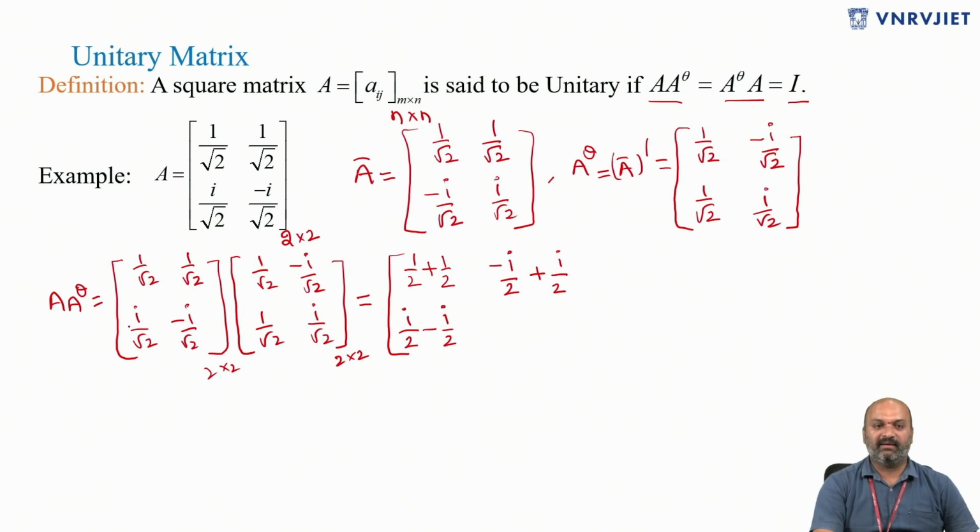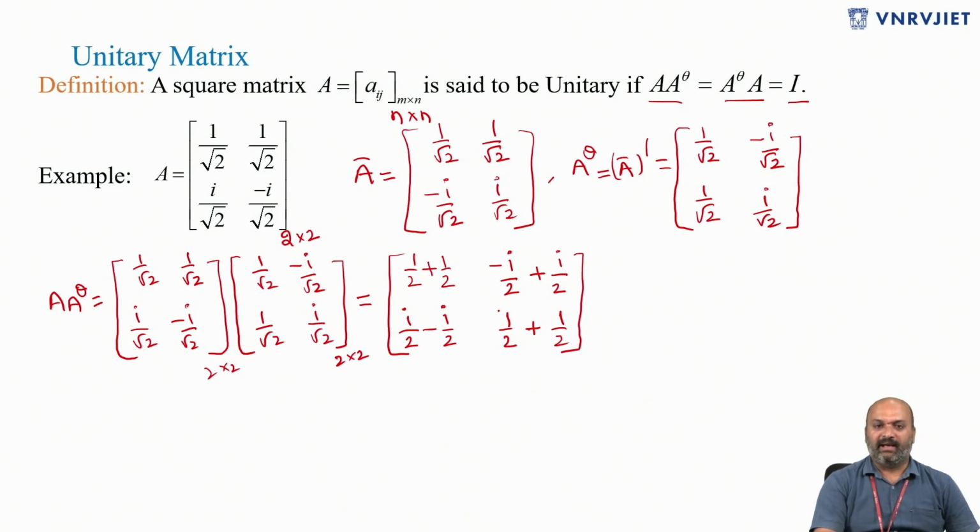Similarly, the second row, second column element: I by root 2 into minus I by root 2. Root 2 into root 2 is 2, and I into I is I square, which is minus 1. Minus into this minus becomes plus, so it is 1 by 2. Similarly, minus I by root 2 into plus I by root 2: minus I square is plus 1, and root 2 into root 2 is 2, so it is 1 by 2.